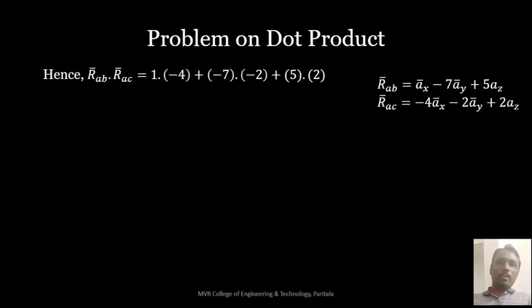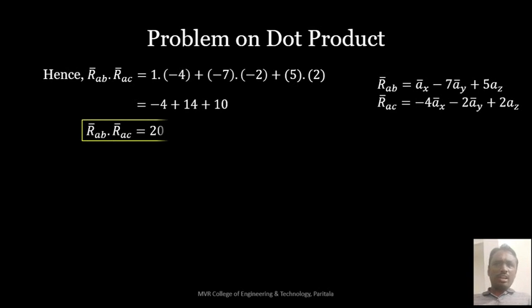RAB Y component is minus 7 and RAC Y component is minus 2, so minus 7 into minus 2. In a similar way, 5 into 2, those are the Z components. So what will happen? 1 into minus 4 is minus 4, minus 7 into minus 2 is plus 14, and 5 into 2 is 10. So it will give the result minus 4 plus 14 plus 10, which is 20. So RAB dot RAC is equal to 20.